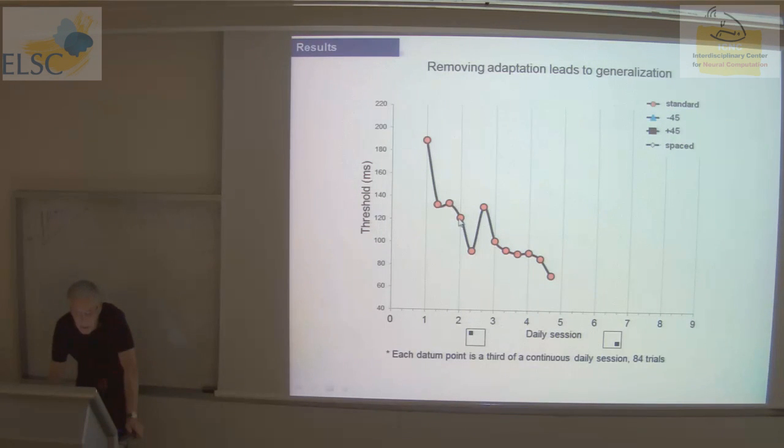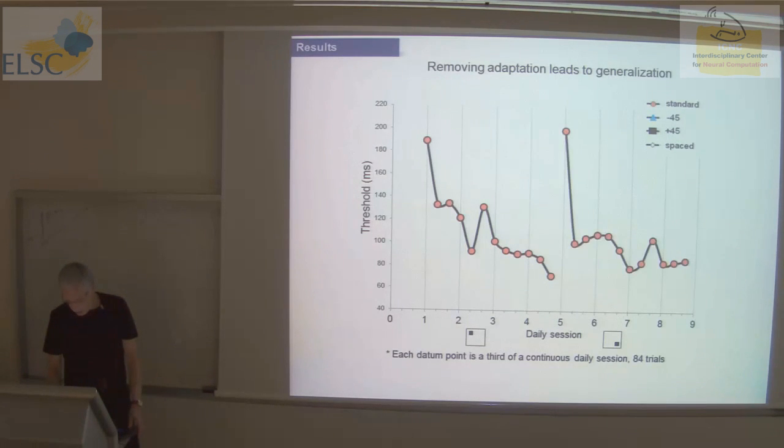Next day, they start with a better performance. They improve. Then they deteriorate, probably because of adaptation. And then they do better and converge to around 80 milliseconds. At the new location, we find that the threshold goes up to the initial level and then rapidly converges to the same level. So this is specificity, as expected. The control condition, with the spaced condition, shows the same result, specificity, and the learning curve.